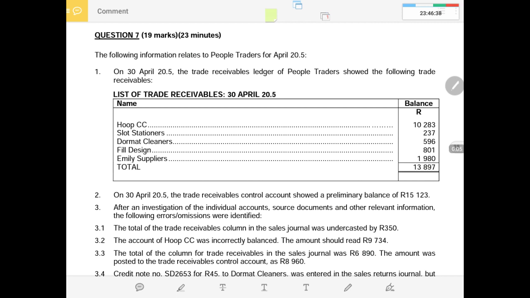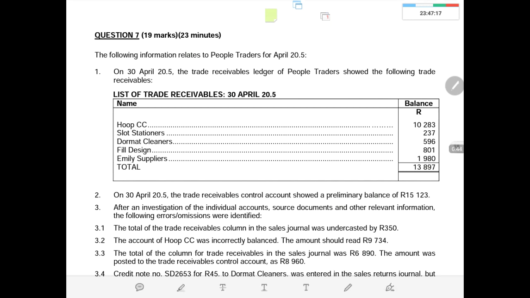I'll be recording this question on trade receivables control and the list of trade receivables and reconciling the two. Now, it says the following information relates to People Traders for April 2005. And it says on the 30th of April 2005, the trade receivables ledger of People Traders showed the following trade receivables. So we are given the list of trade receivables below.